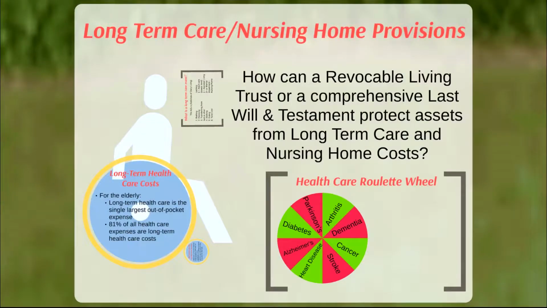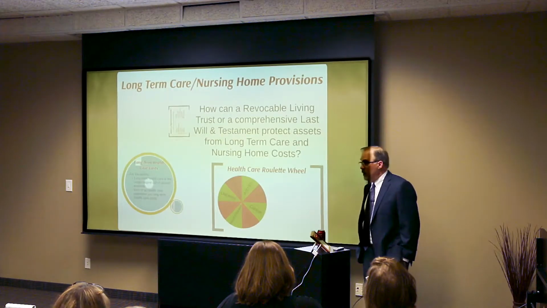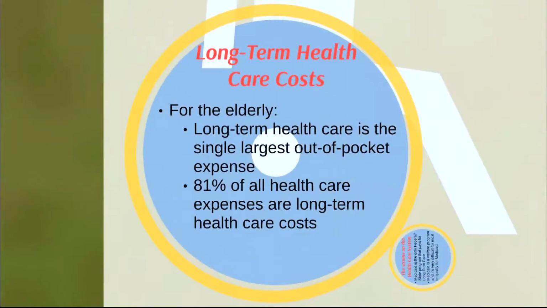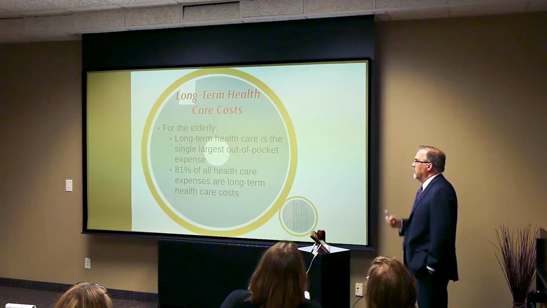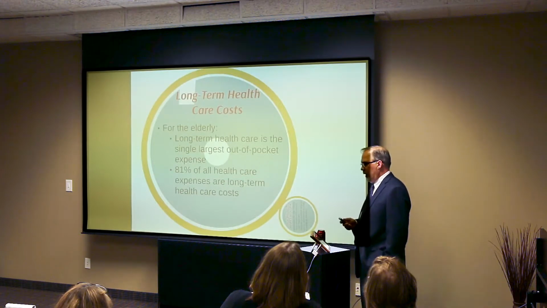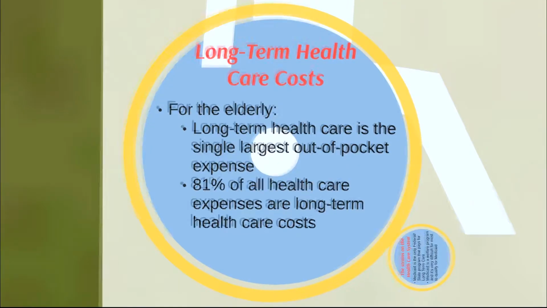Now, I want to spend a little time on a critical problem in our society, and that is long-term care. And we're going to talk about how we can do the maximum planning that we can do in a revocable trust or a last will and testament to deal with long-term nursing care problems. Long-term health care costs are a huge problem in our society. It is the single largest health care out-of-pocket expense for the elderly, and it's 81% of all of their long-term health care costs. And who pays for it?